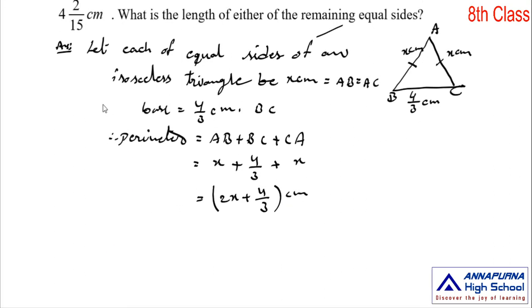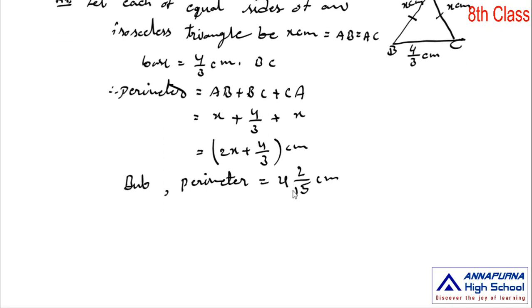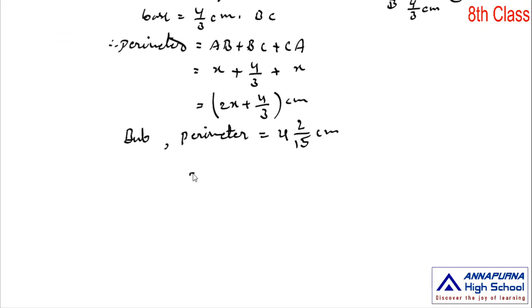But from the given, what is its perimeter? 4 2/15 centimeters. These two represent the same quantity, so equate them: 2x plus 4/3 is equal to 4 2/15. Now simplify this equation, that means find the solution of this equation.